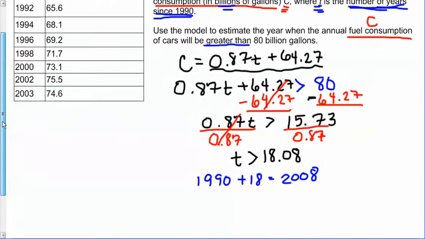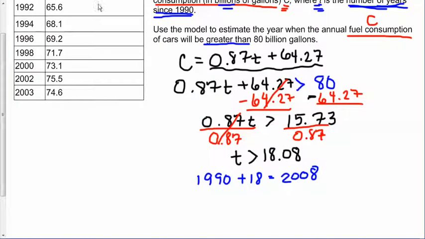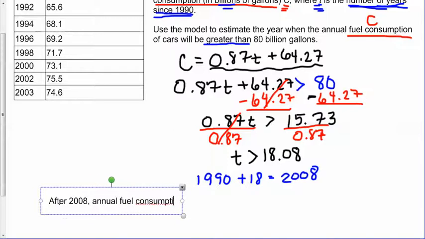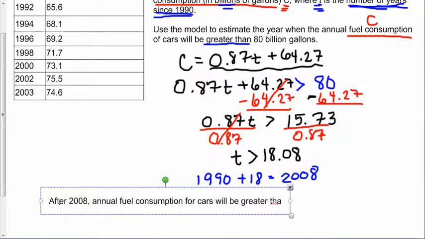Okay, so we would want to state our final answer clearly. I'm going to type that up because I think it'll be a little easier for me to type it than to write it. So after 2008, annual fuel consumption, and remember this is just for cars, not for trucks and that kind of thing, annual fuel consumption for cars will be greater than 80 billion gallons. So that's a good statement. It clearly goes back to the problem, and we're sure that we've answered the question that was being asked.